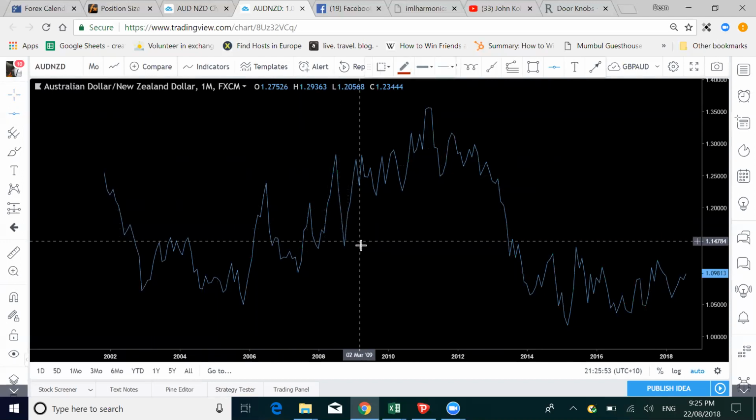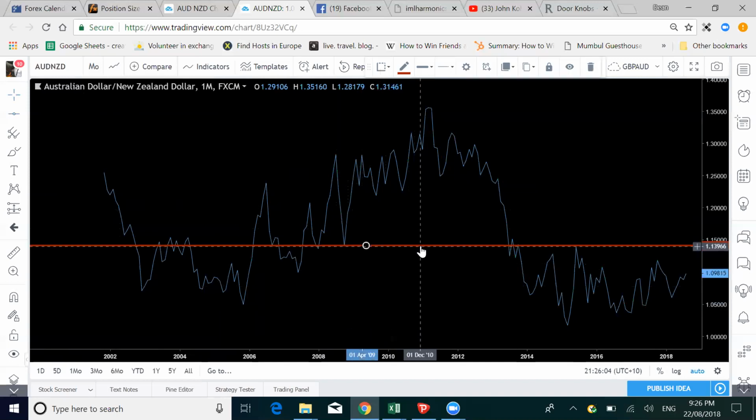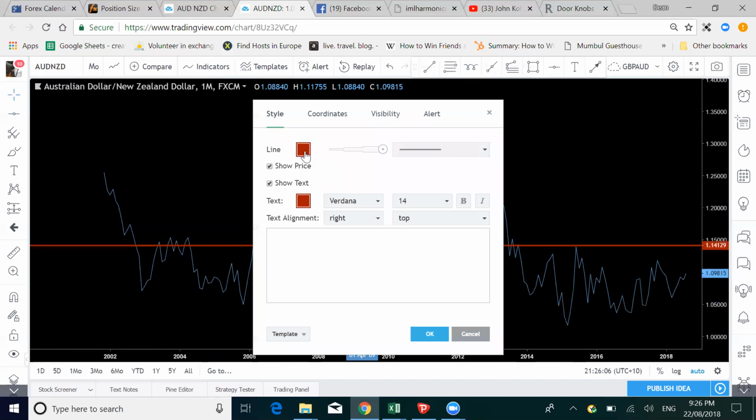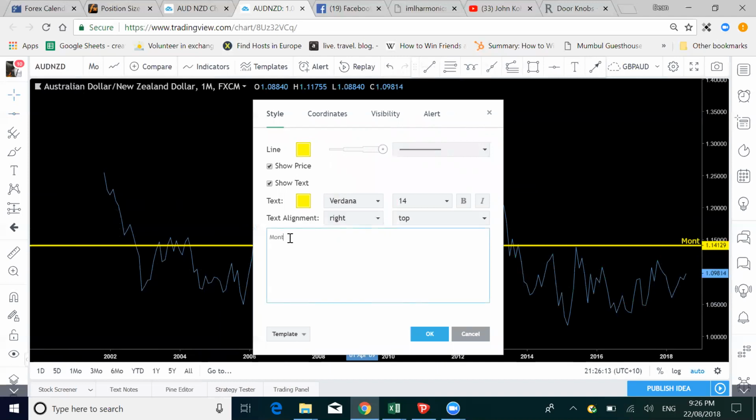And this really comes down to a little bit of a guess to start with, but we're trying to find an area where it touches multiple times, where these peaks touch quite often. Now, personally, I like yellow as my monthly. That's how I've set up all my charts. I'm just going to be consistent with that. Label it monthly.